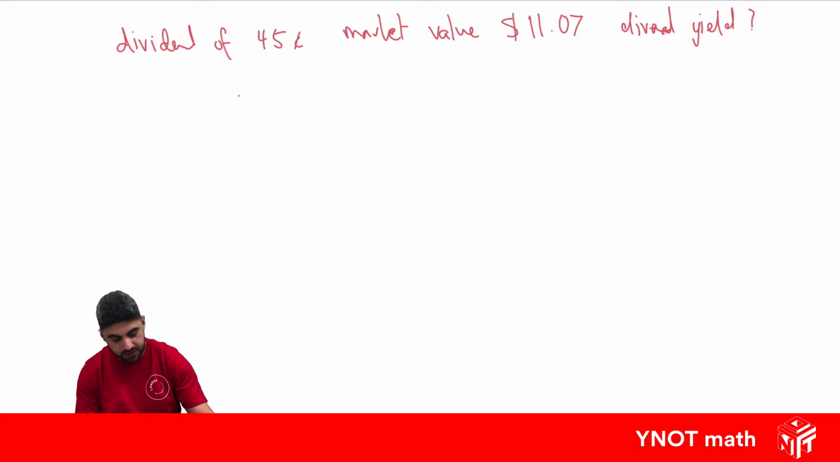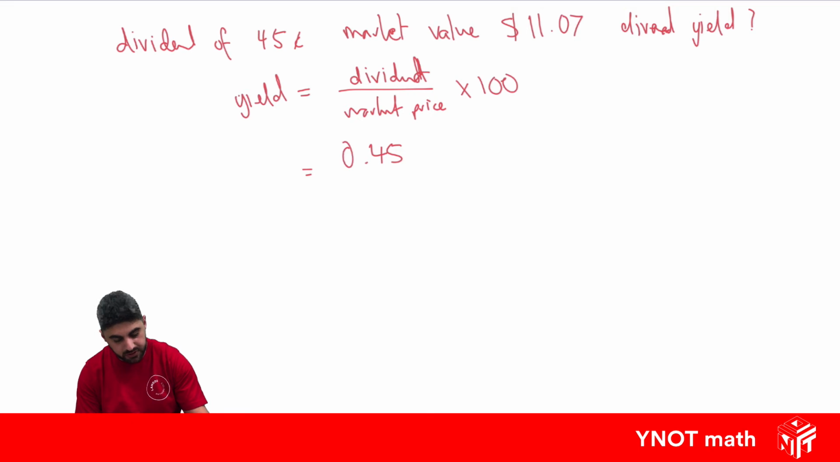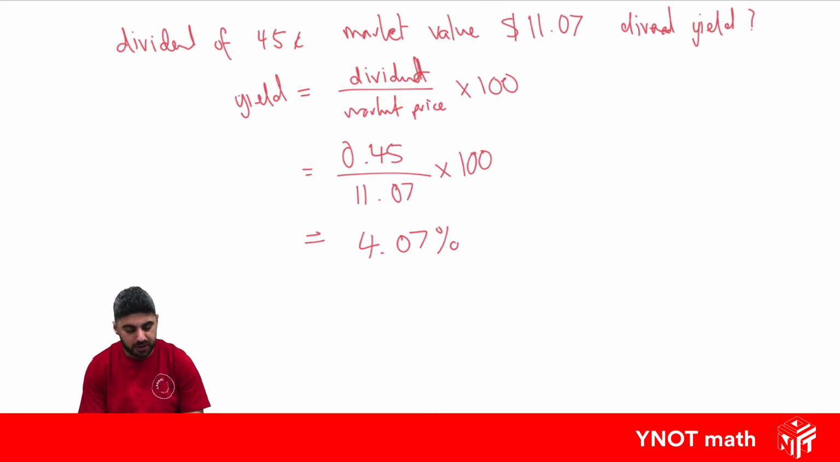So we're going to use our formula where the yield equals the dividend over the market price multiplied by 100. Our dividend is paying 45 cents, but we should convert that to dollars. So that's 0.45 divided by the market price, which is $11.07, times 100 to give us a percentage, and that's going to give us 4.07%. So that's the return we're expecting on our shares there.